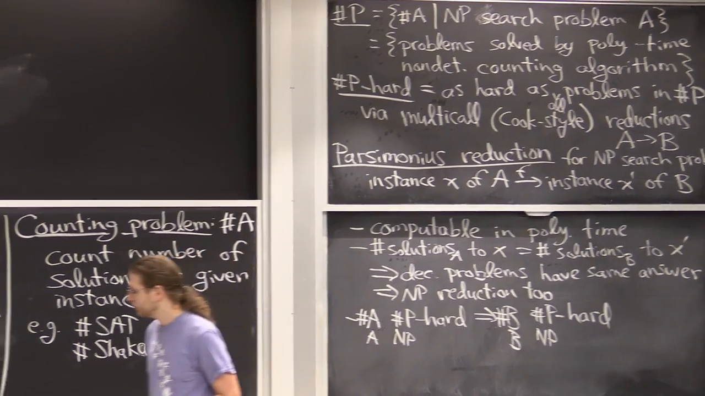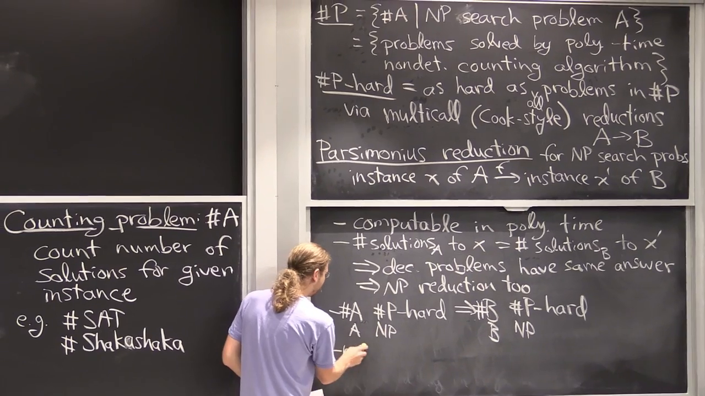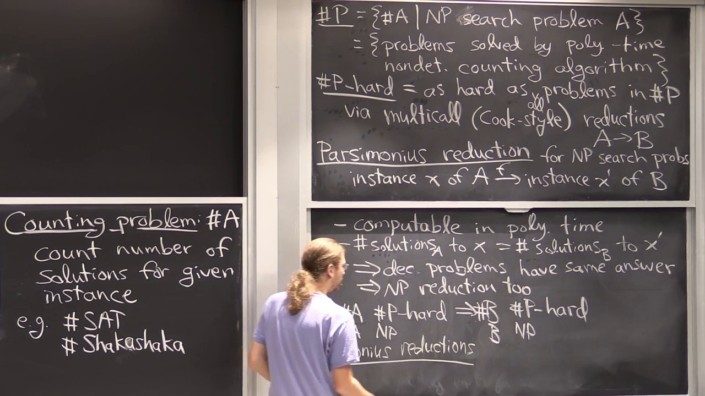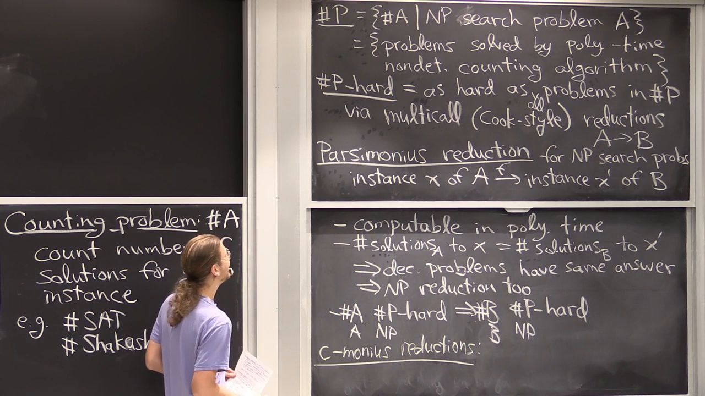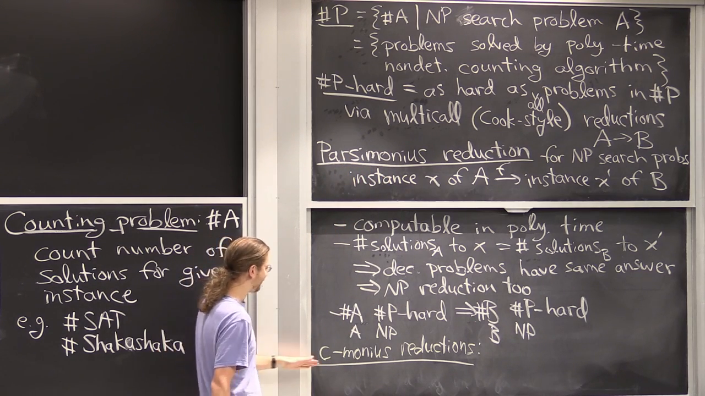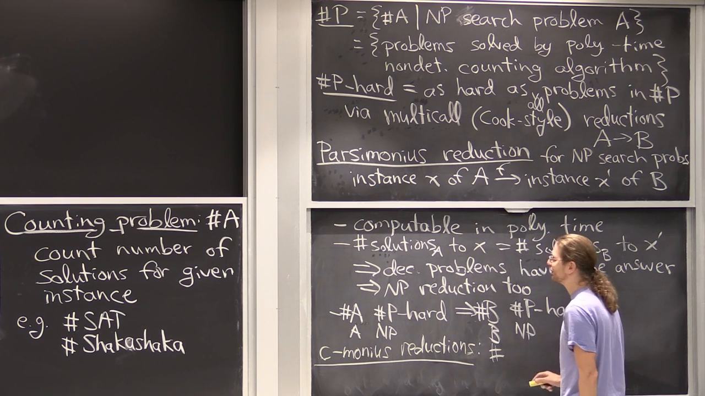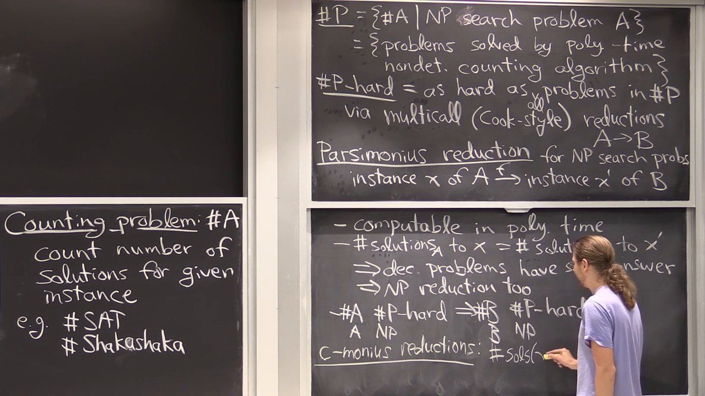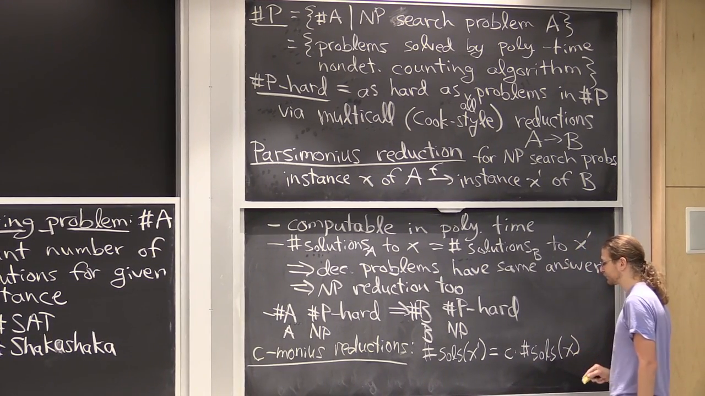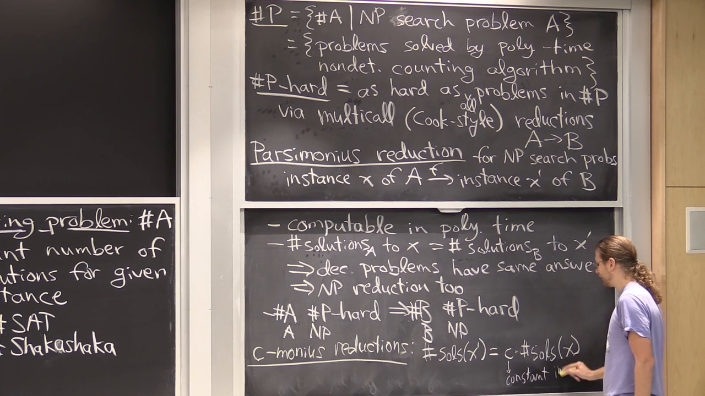Cool. Let me tell you about one more version, which I made up: C-monious reductions. This is my attempt at understanding the etymology of parsimonious, which is something like little money, being very thrifty. So this is having a little bit more money. You have C dollars, but you have to be very consistent about it. I should probably add some word that means uniform in the middle there. But I want the number of solutions of x prime to equal c times the number of solutions to x. C is a fixed constant. Okay, and it has to be the same for every x.